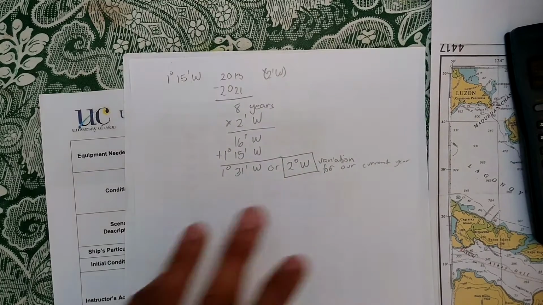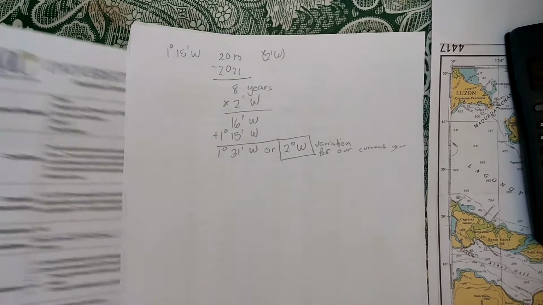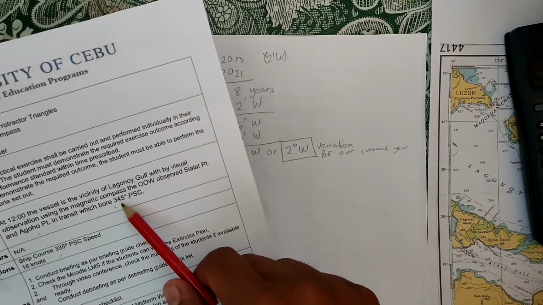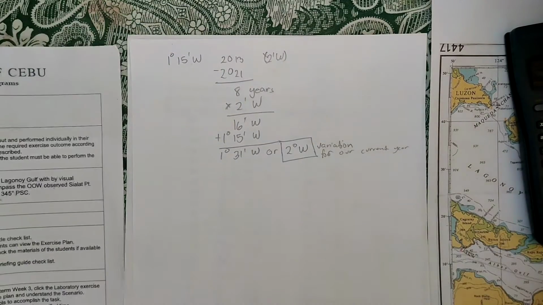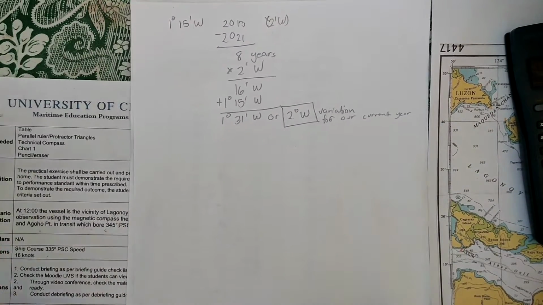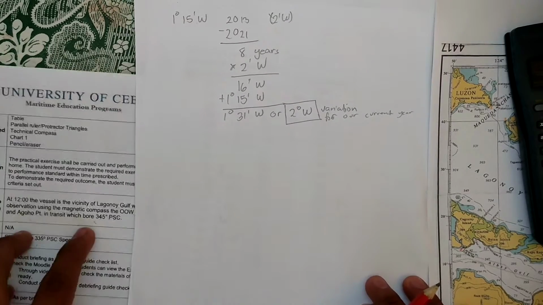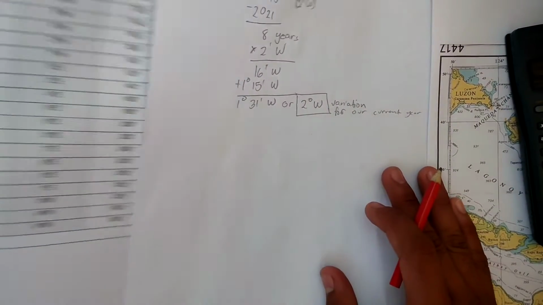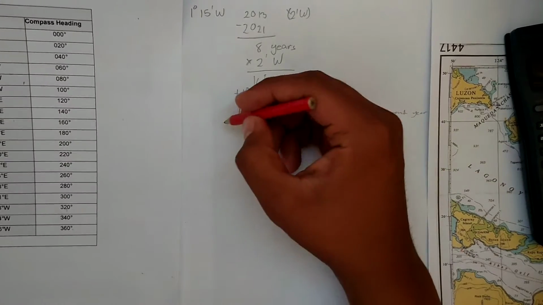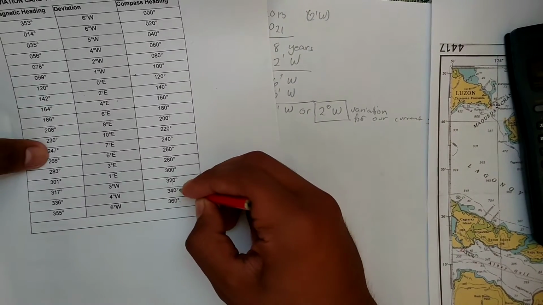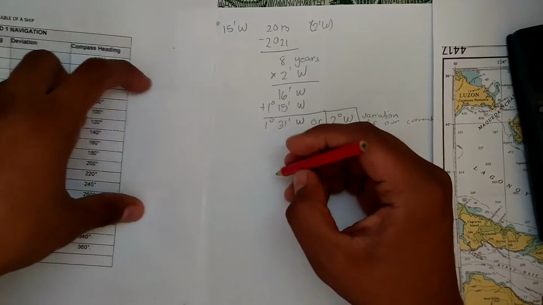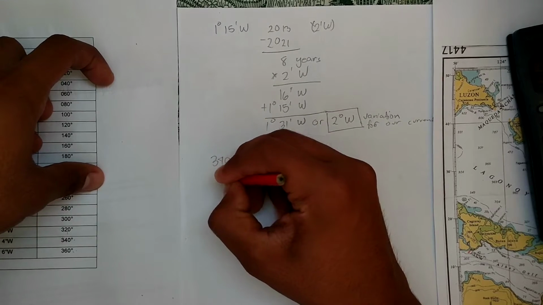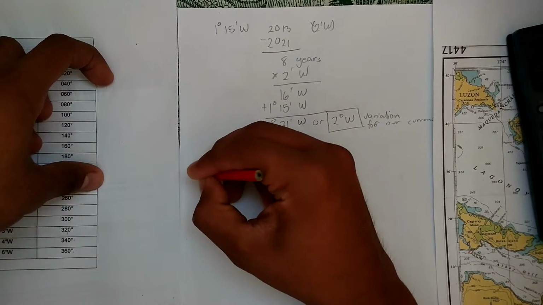So the next thing we'll do is we have here 345 degree per ship compass. So we will find the deviation of 345 degrees per ship compass. So we have here a deviation chart. So 345 belongs to 340 degrees and 360 degrees. So we have a 20 gap.